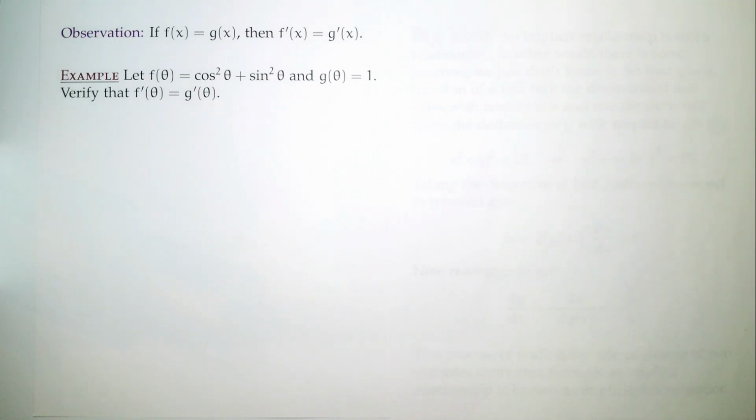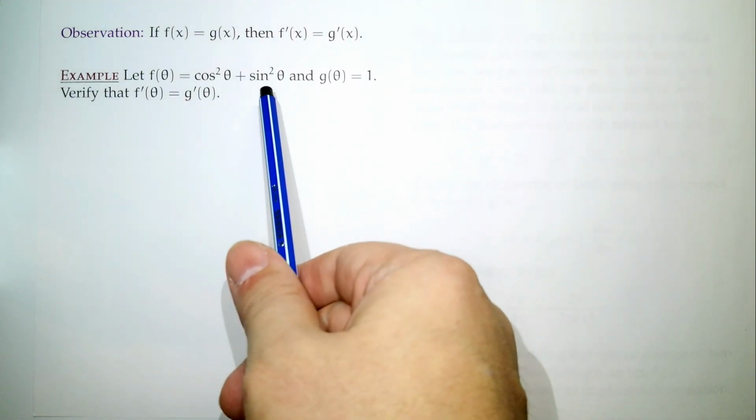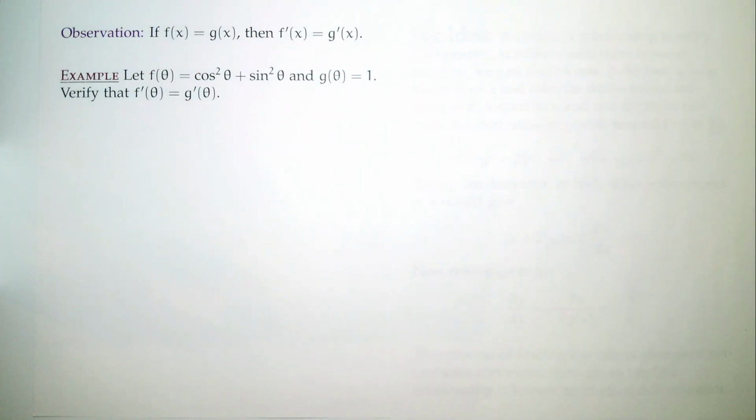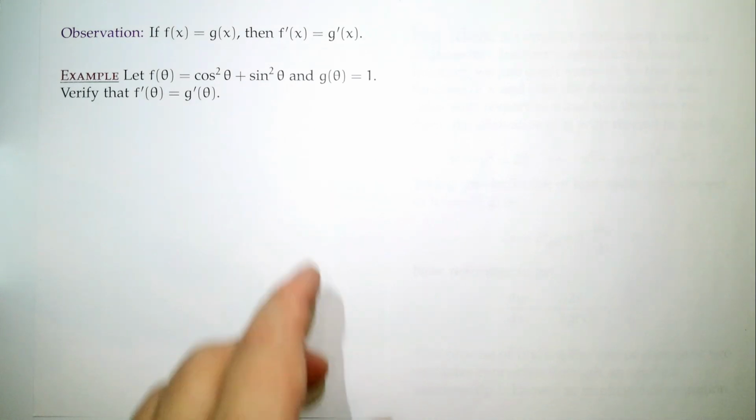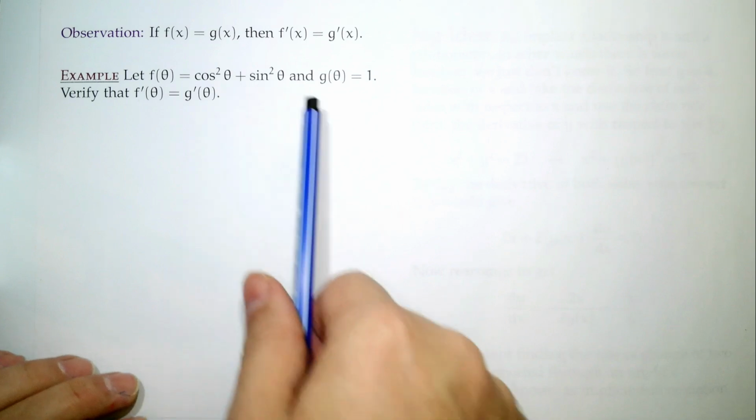At first hearing that, it's like, okay, how can we use it? Let's actually test this. Here I have two functions of theta: cosine squared theta plus sine squared theta, and then I have this other function called 1. Is it true that cosine squared theta plus sine squared theta is equal to 1? Yes, good. That's one of your 6 trig identities you should know. Let's verify that f prime of theta equals g prime of theta, which means we need to take the derivative of these two functions.